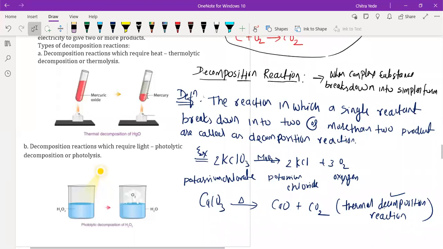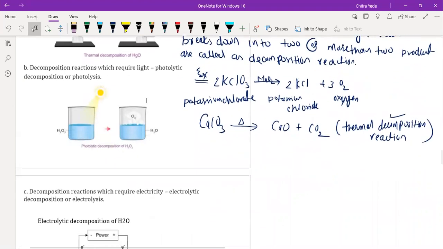Then it is again a decomposition reaction. We have one more example here: decomposition reaction which requires light, or photolytic decomposition. If light is required for the decomposition, then it is a photolytic reaction. If heat is required, then it is a thermal decomposition reaction.